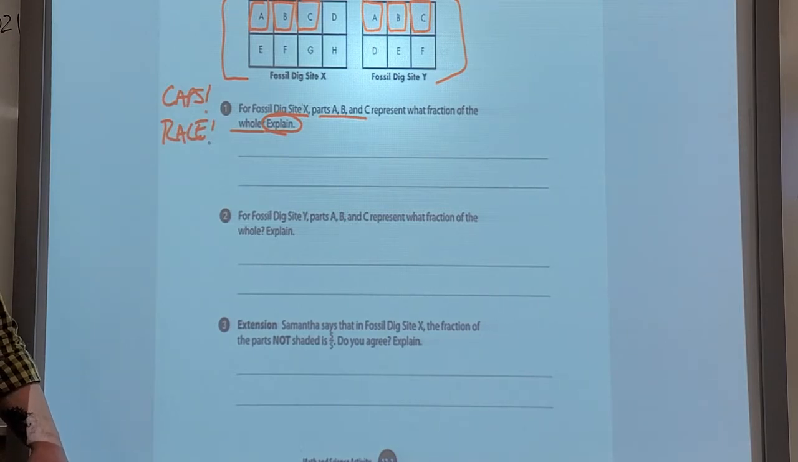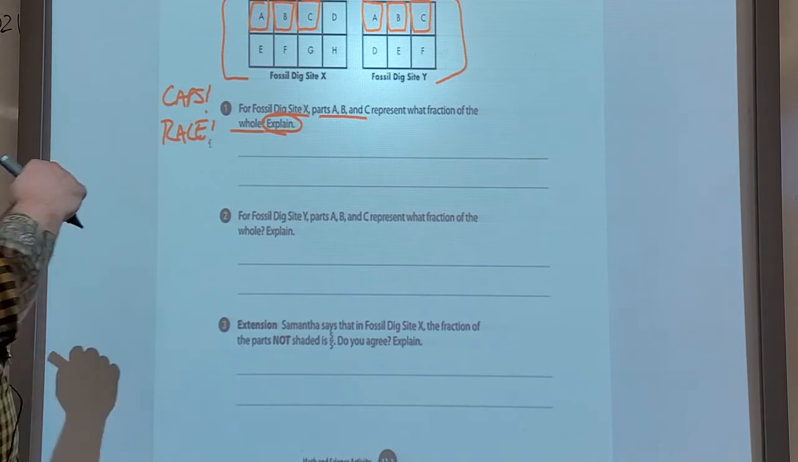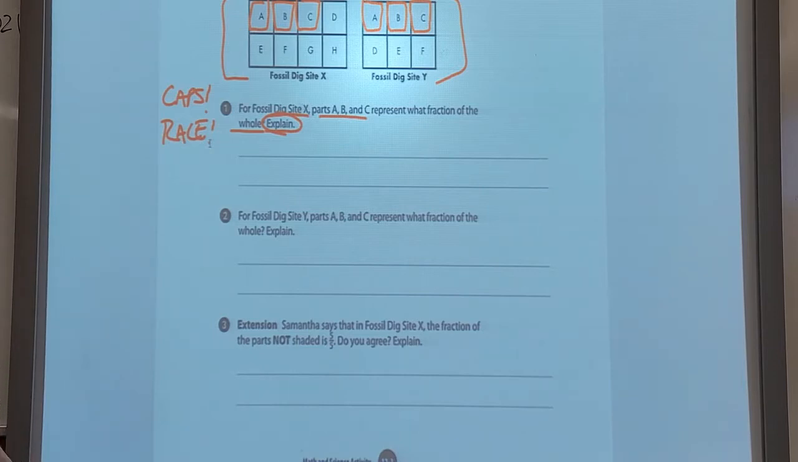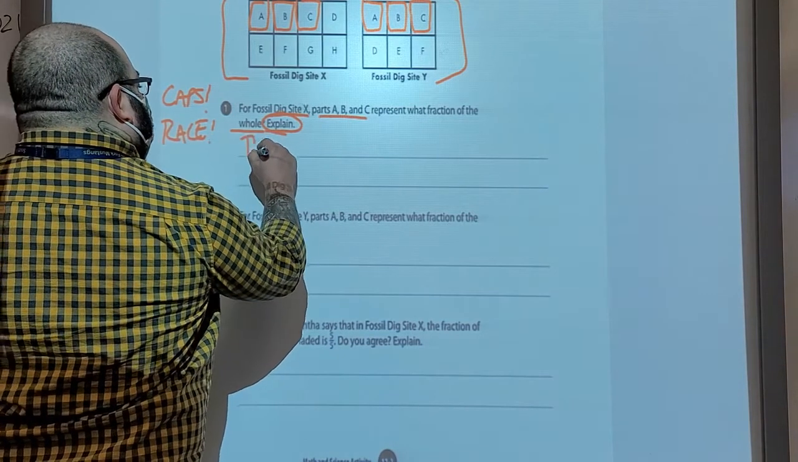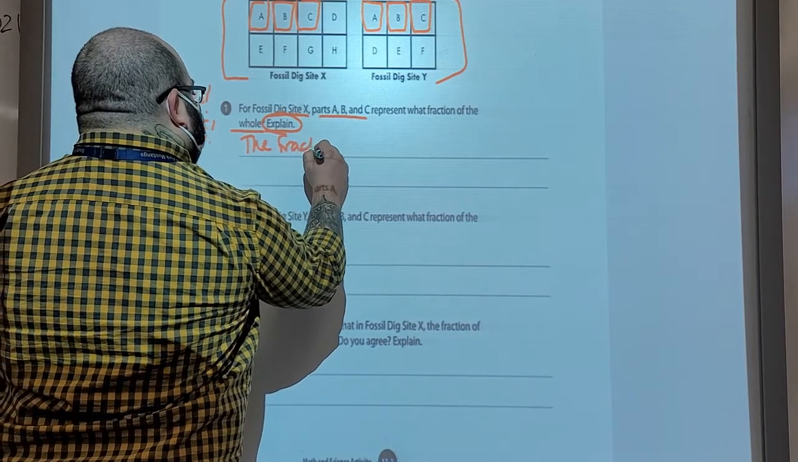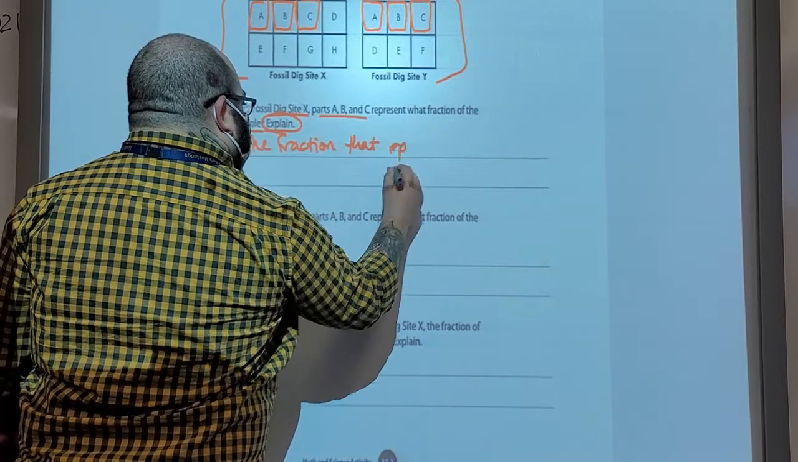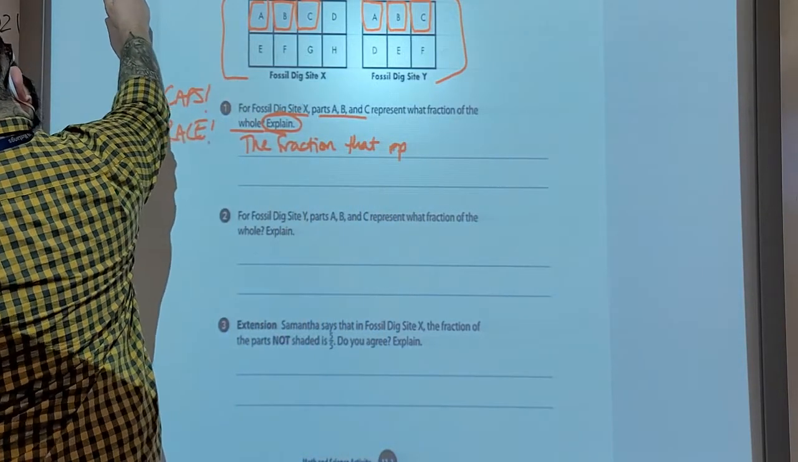Uh-huh. 3 out of how many? 5. Are you sure? 3/5. Are you sure it's 3/5? Are there only 5 spots there? Double check. You're right about the 3. 8. She's right. 3 out of 8. And did you hear that she restated as well? She said the fraction that I'm going to have to erase that.